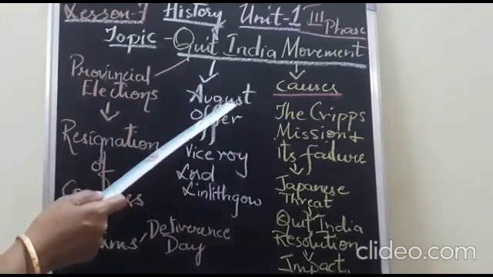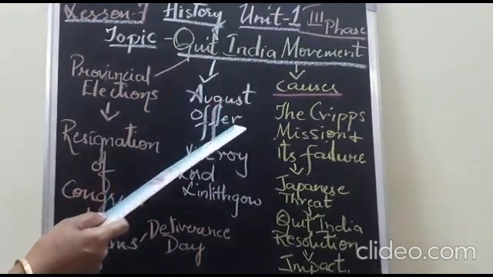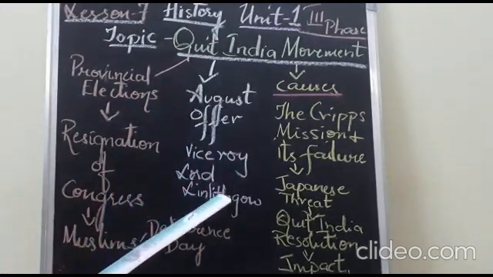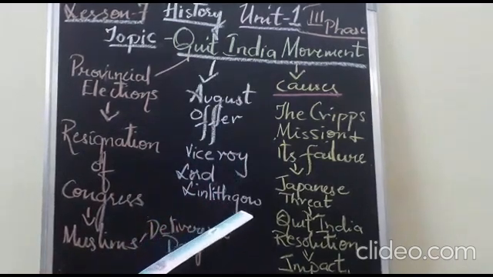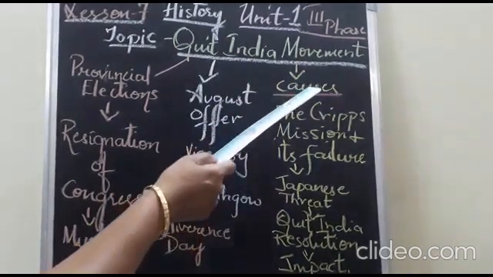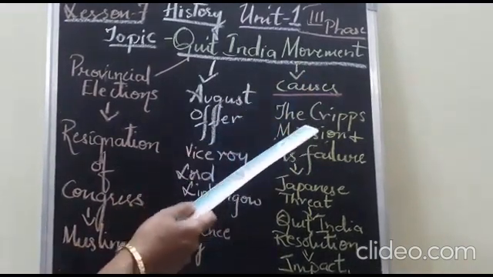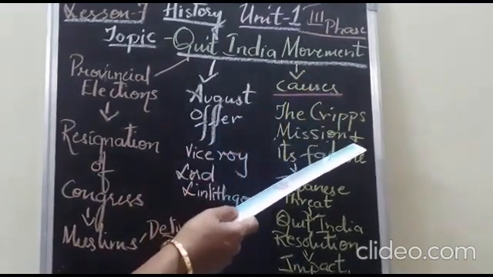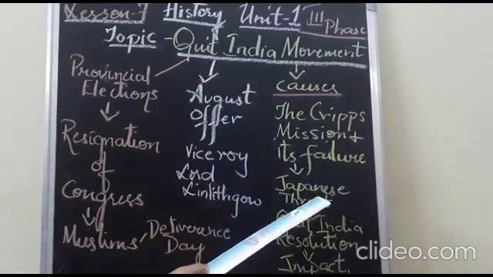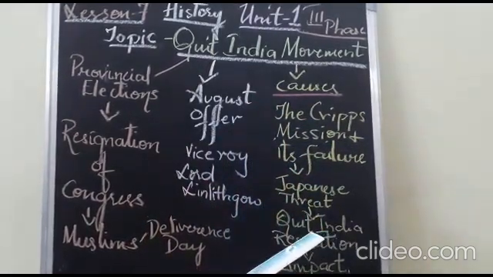Next, we are going to see the August Offer by Viceroy Lord Linlithgow. And we are going to see the causes for the Quit India movement, that is the Cripps Mission and its failure, the Japanese threat, and the Quit India resolution, and finally we conclude the lesson with the impact.